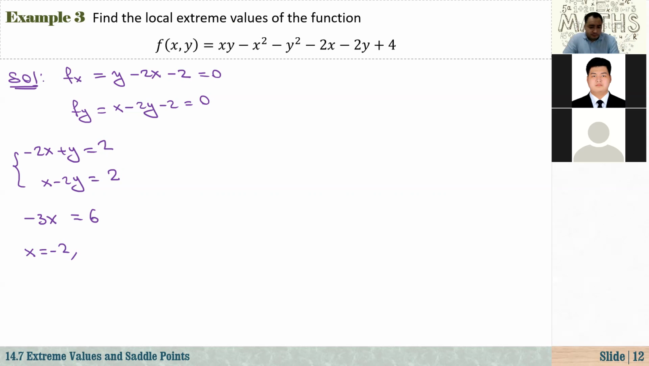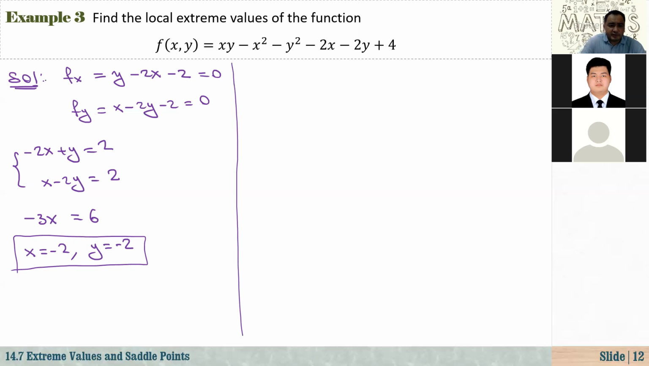So if x equals negative 2, how about y? Take the 4 to the right-hand side. y is also equal to negative 2. So these are the critical points of this function: negative 2, negative 2. That's correct. Okay. So that is the first part of this problem. Let me just write here, first part.